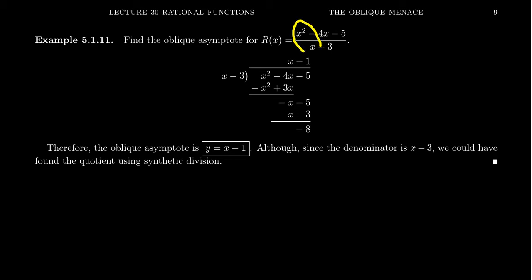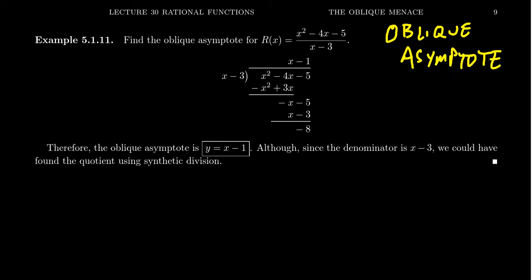Let's take this rational function, we have x squared minus 4x minus 5 over x minus 3. Looking just at the leading terms, they differ by a power, x squared over x, and so we know there's going to be an oblique asymptote on the graph of this function. Let's compute what that oblique asymptote will be. We'll take x squared minus 4x minus 5 divided by x minus 3.